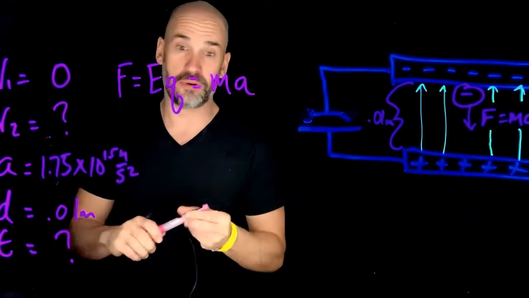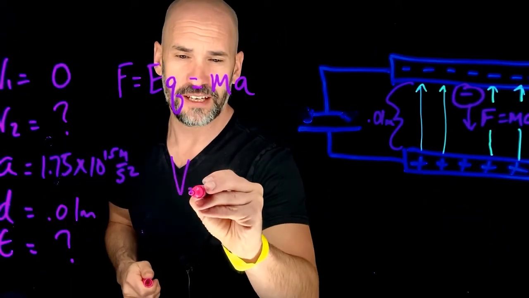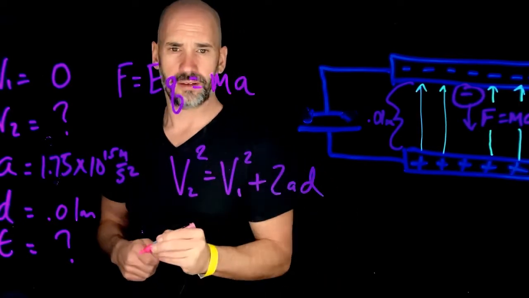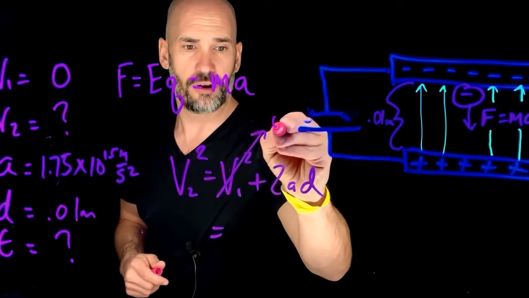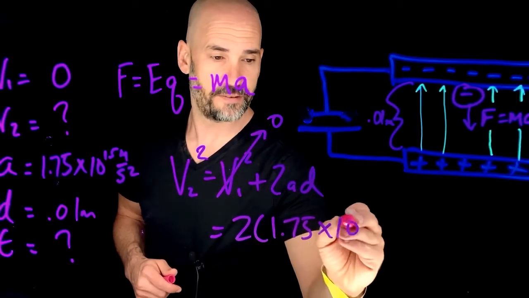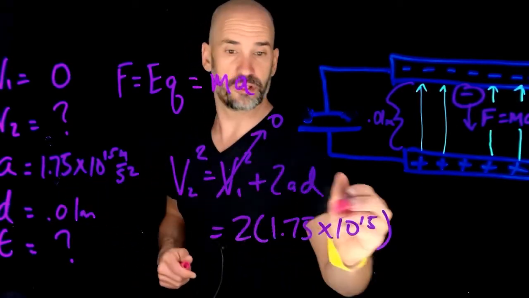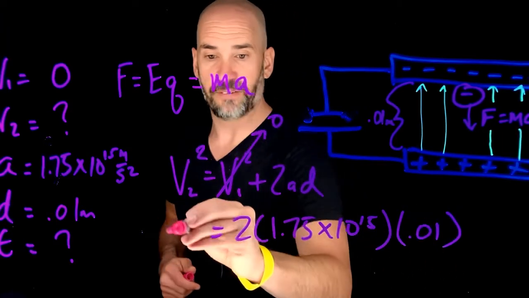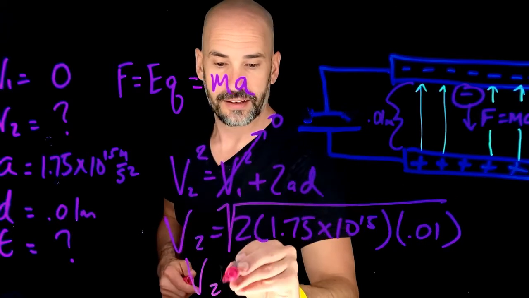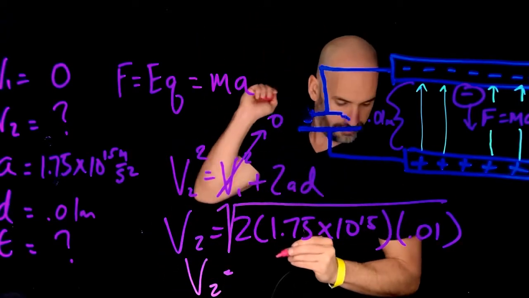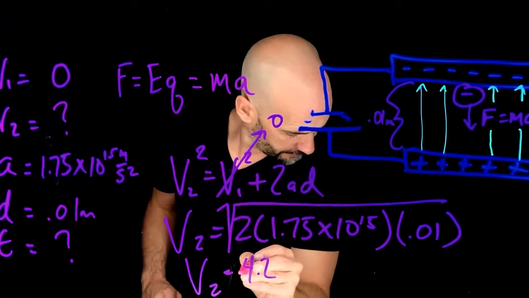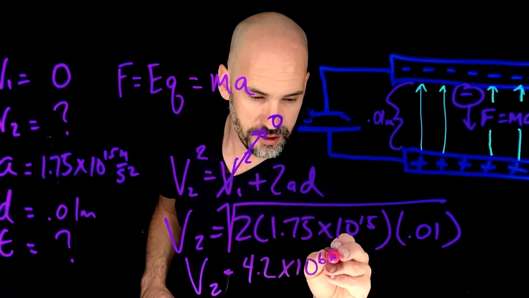So you would remember that there was a formula that looks something like V2 squared equals V1 squared plus 2AD, right? V1 squared is 0, so then that's just 2 times 1.75 times 10 to the 15 times the distance, which is 0.01, right? And to find V2, we have to take the square root, so it's the square root of all that. I get an answer of 4.2 times 10 to the 6th meters per second.